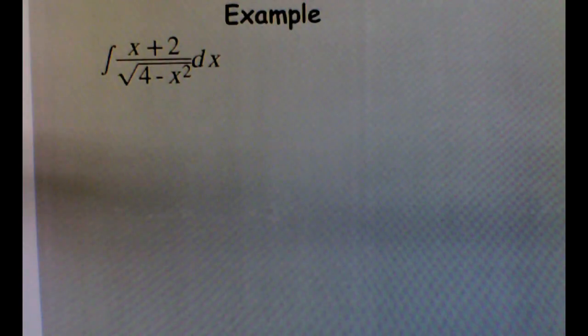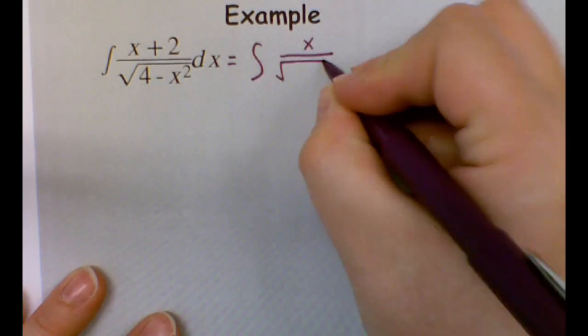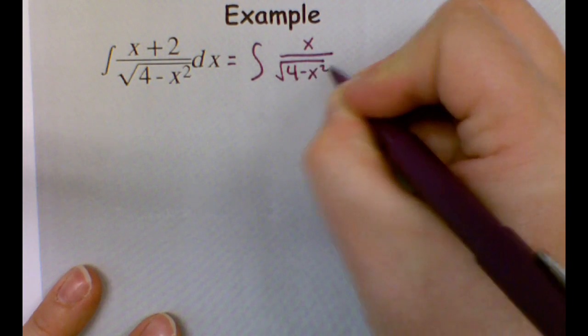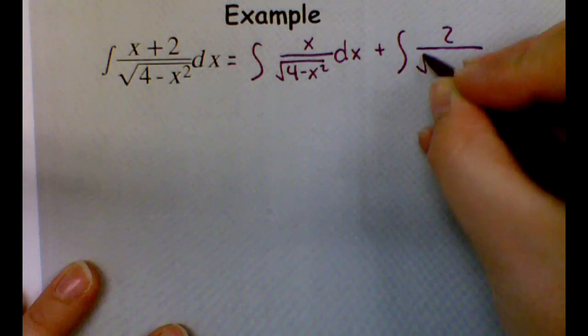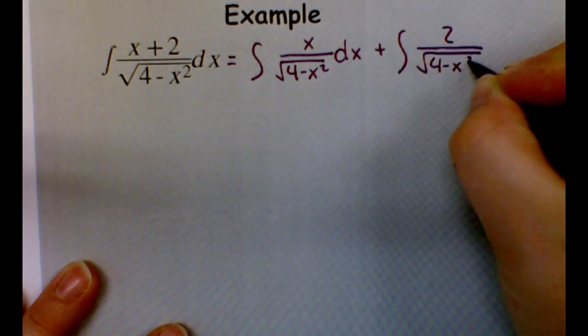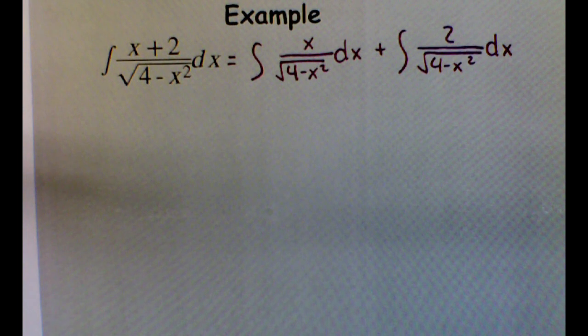All right, this one doesn't look like any of our formulas. But anytime you have a fraction, you can break it up into separate fractions. So I can break this apart into the antiderivative of x over the square root of 4 minus x squared dx plus the antiderivative of 2 over the square root of 4 minus x squared dx. Now that first part is what we've been doing for a while now.